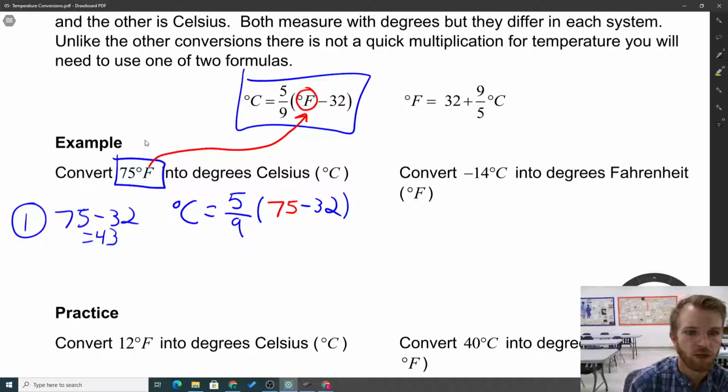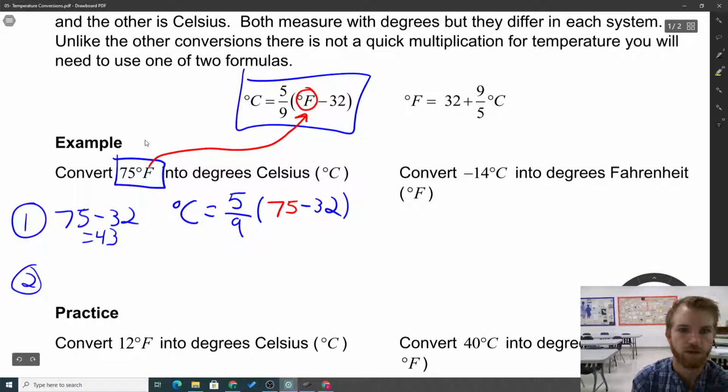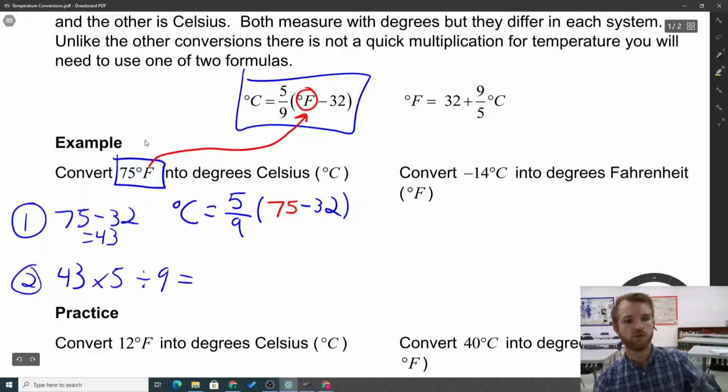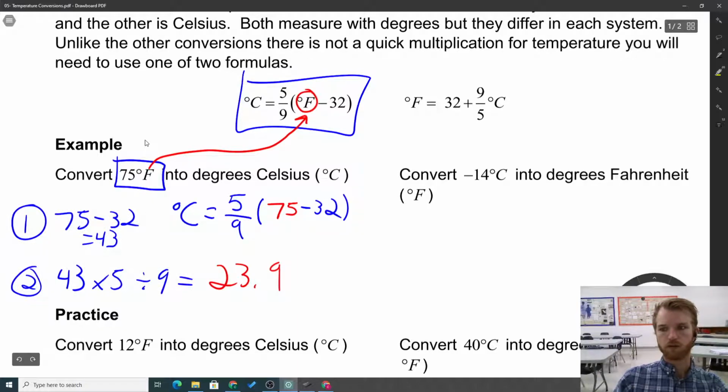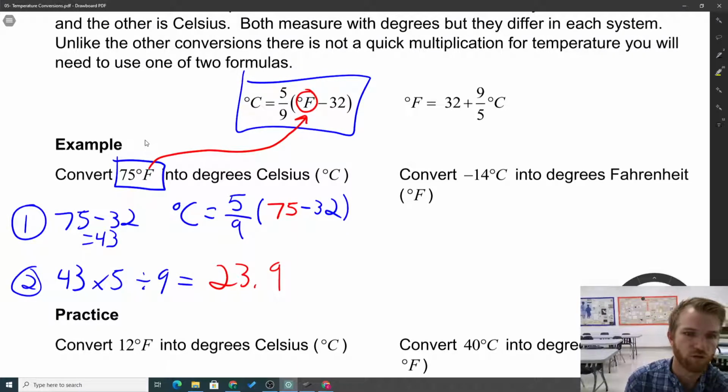My second step now is to take my answer, 43, multiply it by 5 and divide it by 9. For this part, the order isn't as important. I could divide first, then multiply, or I can multiply, then divide. That part's not a big deal. I tend to just multiply first and then divide. So I take my 43 that I got from the first part, and I times it by 5 and divide by 9. This is what I would put into my calculator. This was my first step, got 43, and I took that times 5, divided by 9, and let me just punch that into my calculator here. After I punch that in, I got 23.9.